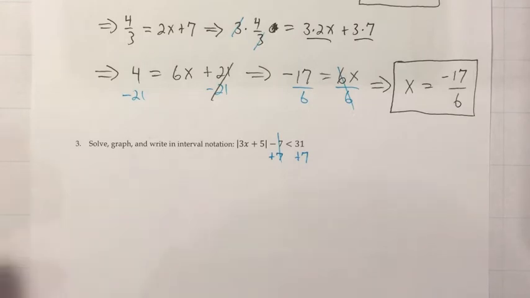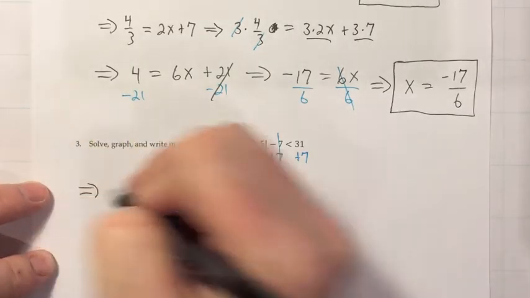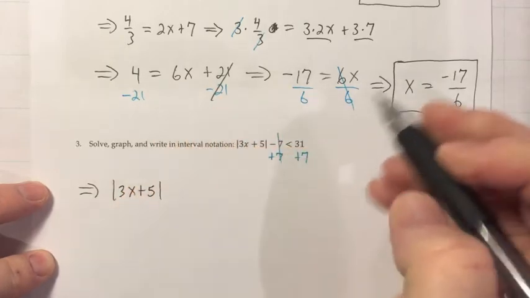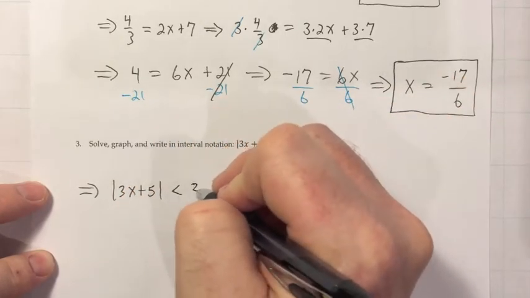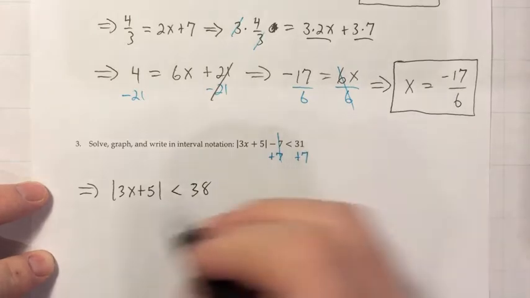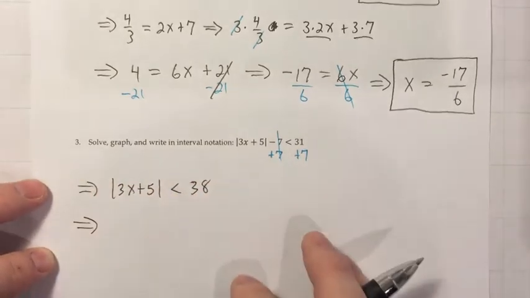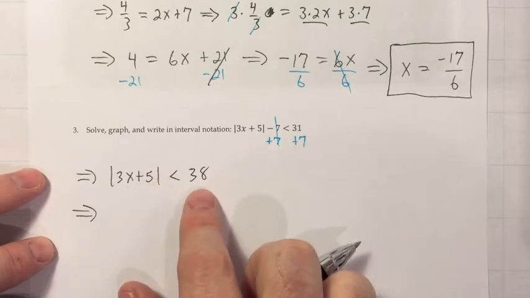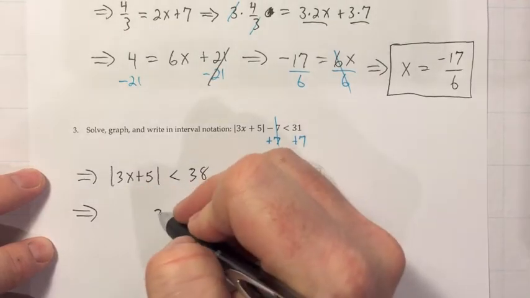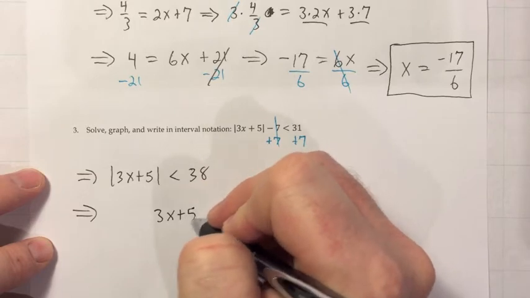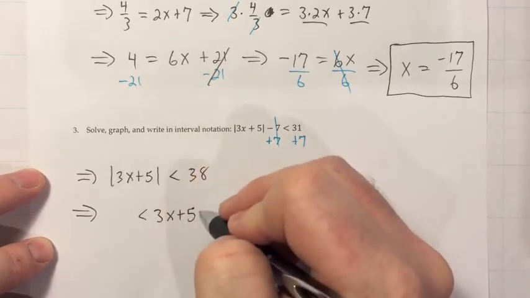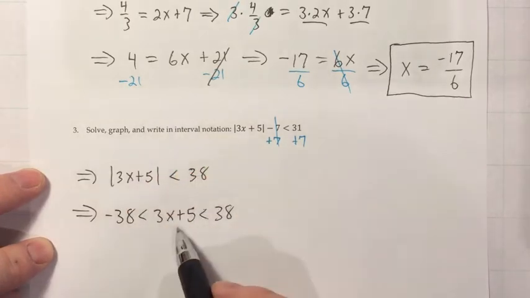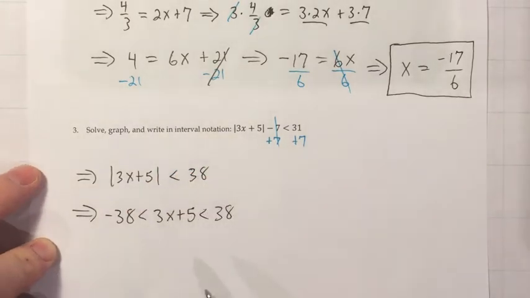So that would be our first step. And when we're done with that, we have the absolute value by itself. 3x plus 5 in absolute value is less than 38. And then we just want to think about the idea of, okay, so when would an absolute value come out to be less than 38? And the answer is anytime the part inside the absolute value was in between positive 38 and negative 38, it would have an absolute value that was less than 38.